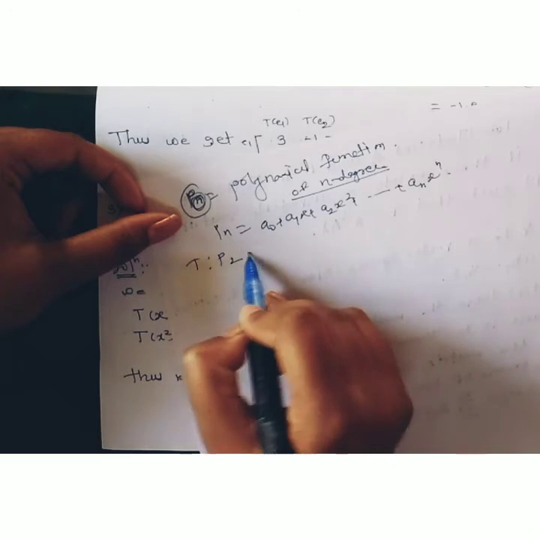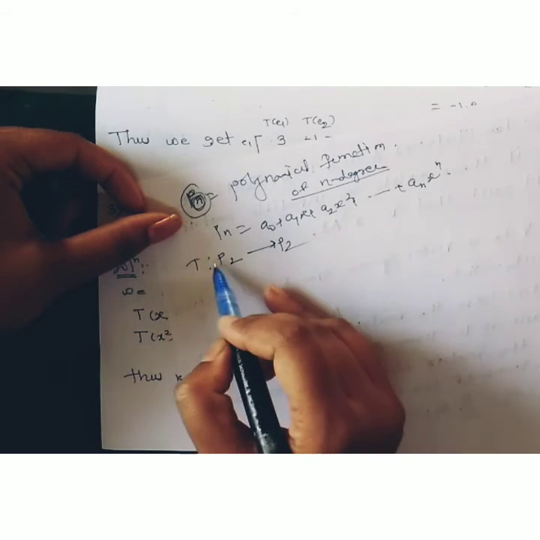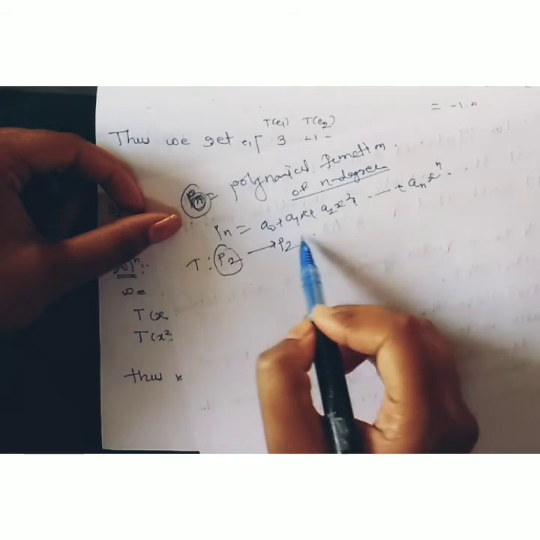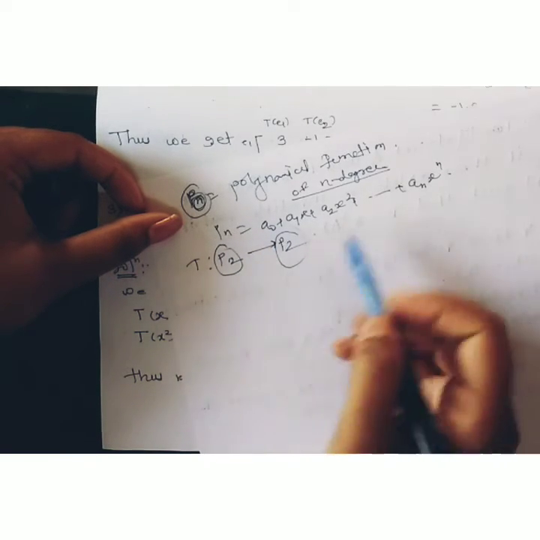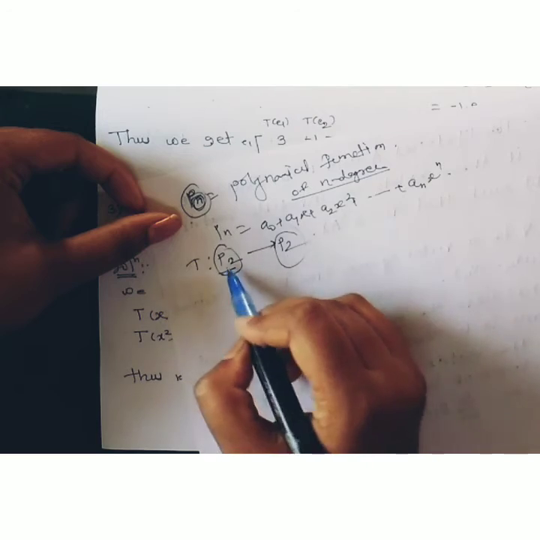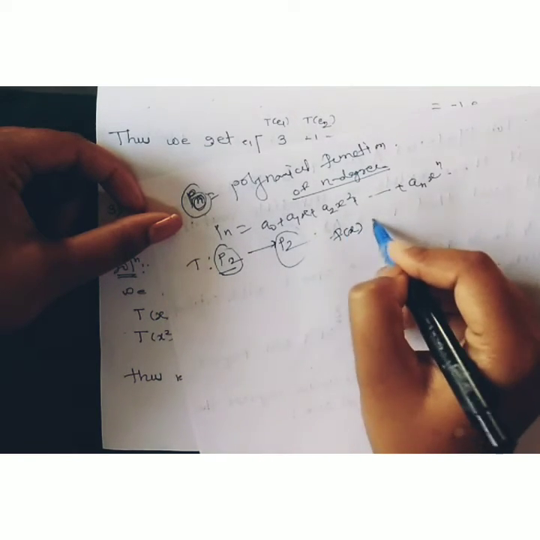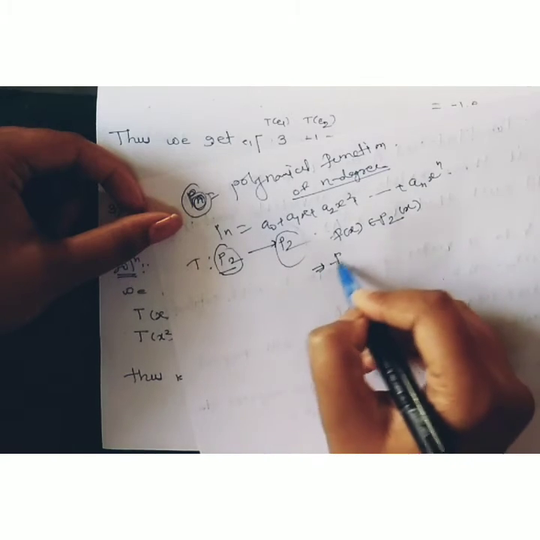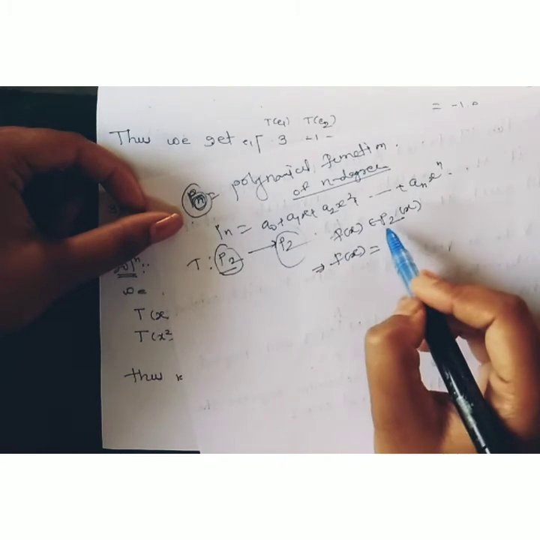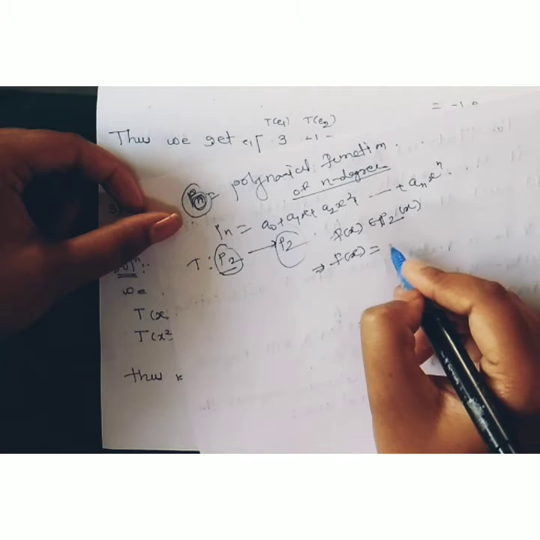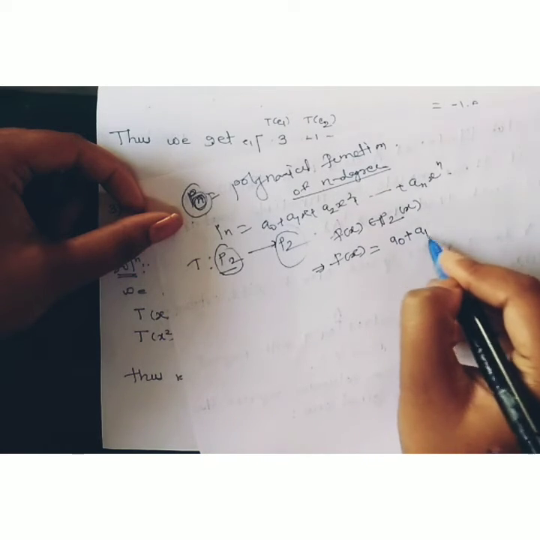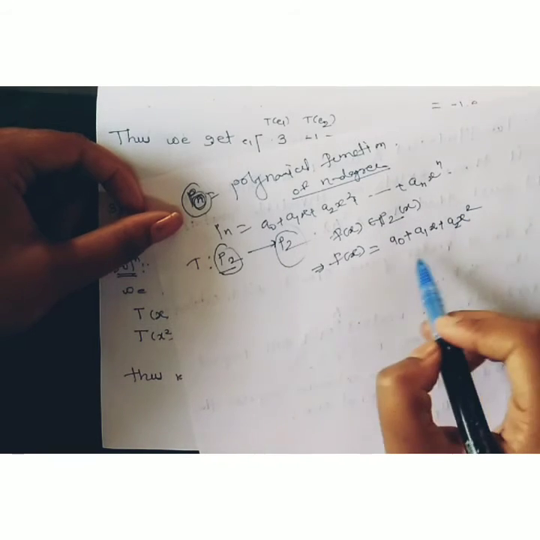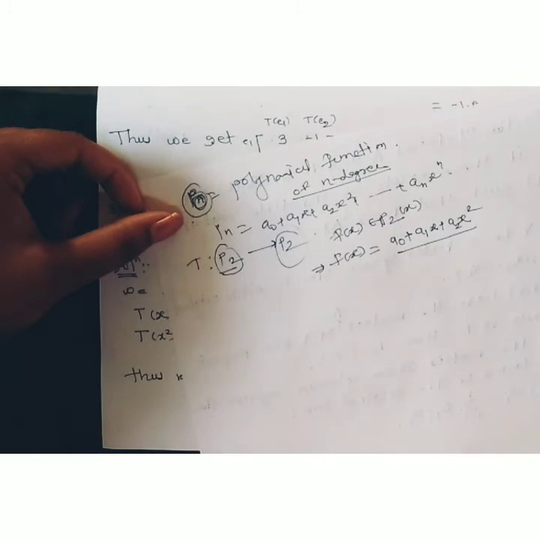T is a map from P2 to P2, means it is a map from the polynomial functions of degree 2 to polynomial functions of degree 2. So how does the polynomial look in P2? Suppose f of x is a polynomial which belongs to P2 of x. This implies f of x is a polynomial of degree 2. Therefore, it is nothing but a0 plus a1x plus a2x square. Okay, so the polynomial in P2 is of this type.